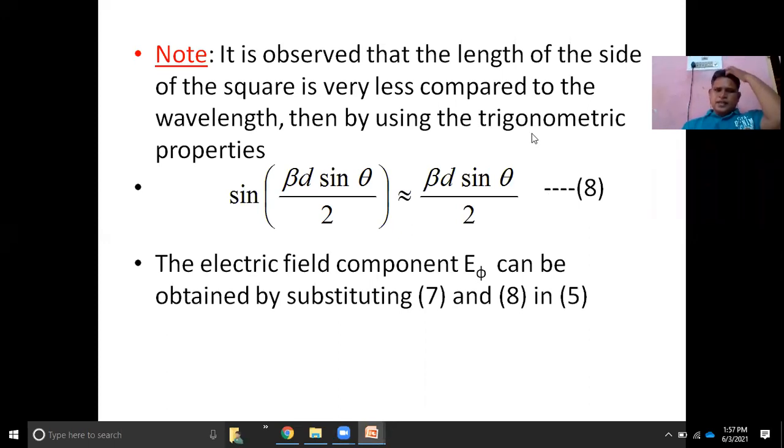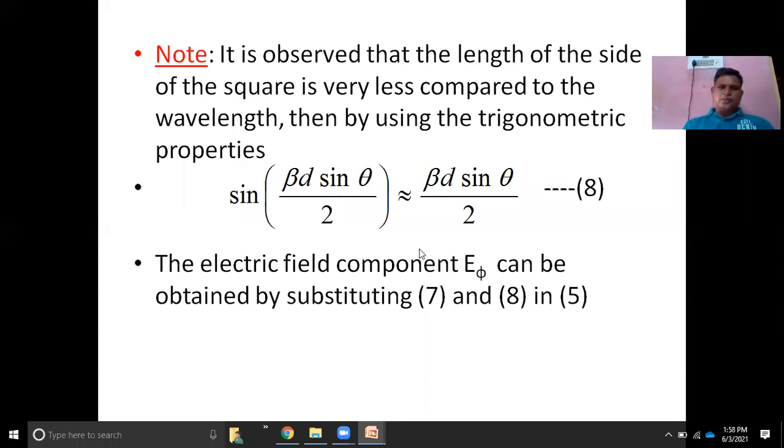Here the length of the square loop, or the side of the square loop, is very small compared to the wavelength. In trigonometric properties, we are assuming that sine BD sine theta divided by 2 is approximately equal to BD sine theta divided by 2. This assumption we have to substitute in the above equations.